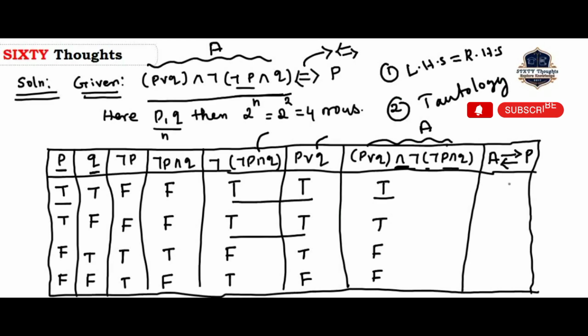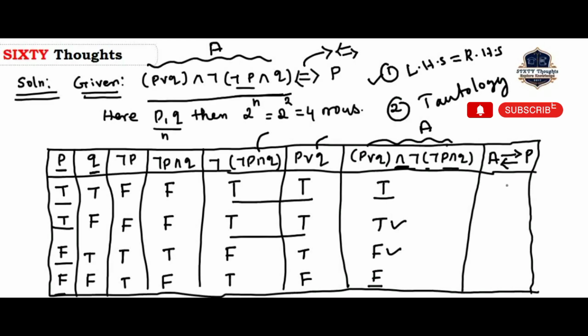Now we are going to verify the tautology condition. Before that, we need to verify whether the first condition is satisfied or not. What is the first condition? LHS equal to RHS. Here true, here also true. Second one, true, right hand side also true. Third one, false, here also false. Last one false, here also false. Therefore LHS is equivalent to RHS, so the first condition is satisfied. Once LHS equals RHS, the given statement satisfies tautology.